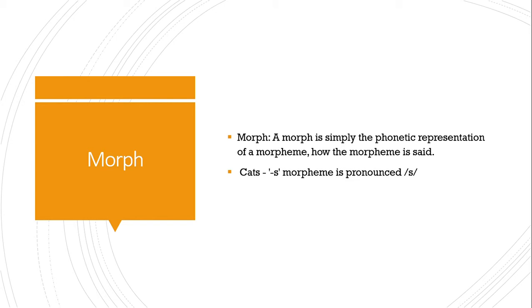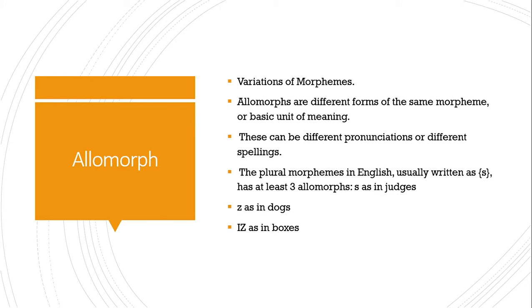A morpheme is the smallest meaningful unit, whereas a morph is the phonetic representation of that morpheme. Then comes allomorph. An allomorph is when we have a morpheme and it gives different phonetic representations, and those different phonetic representations are called allomorphs. For example, the plural morpheme s can be used as three different allomorphs.